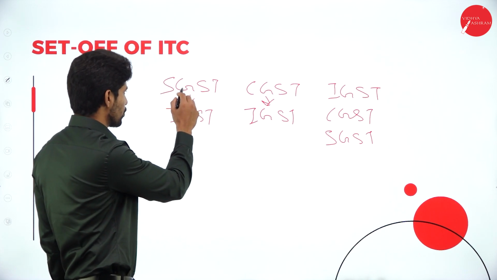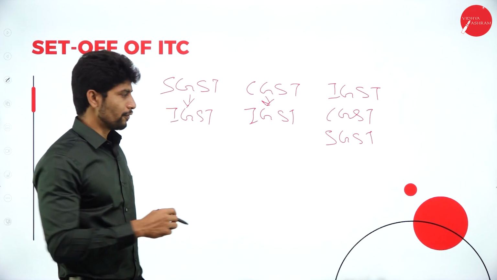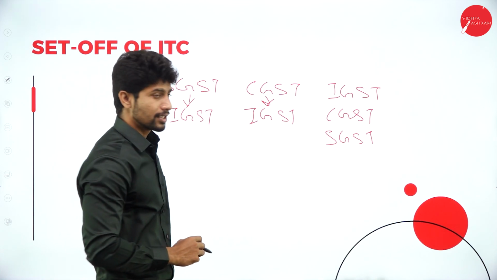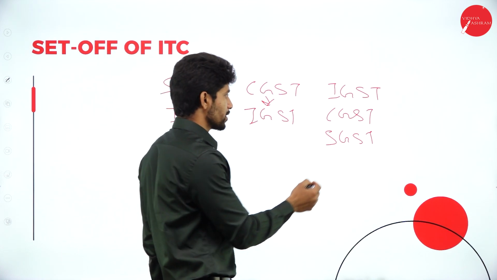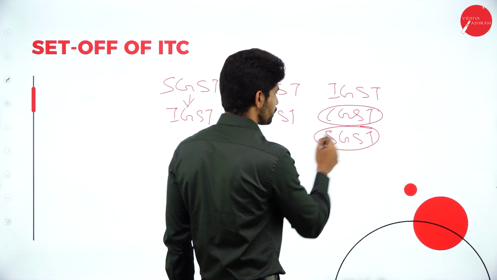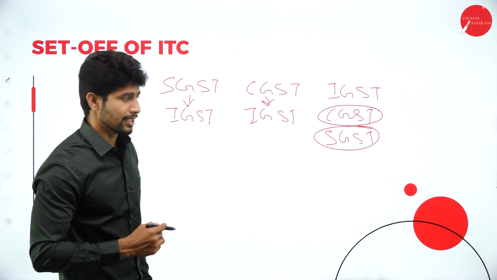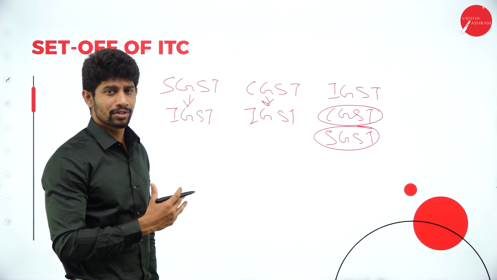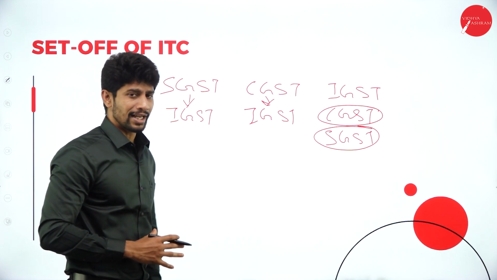If you have excess amount in SGST, you will set off IGST. If you have excess amount in CGST, you will set off IGST. If you have excess amount in IGST, first you will set off CGST, then you will set off SGST. So this is the way we are going to set off the amount of different taxes, that is CGST, SGST and IGST.